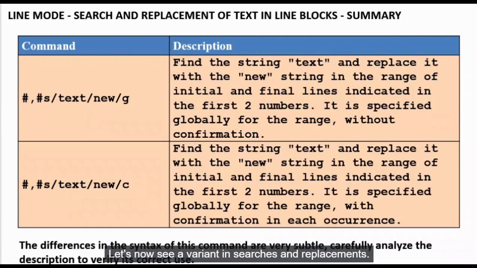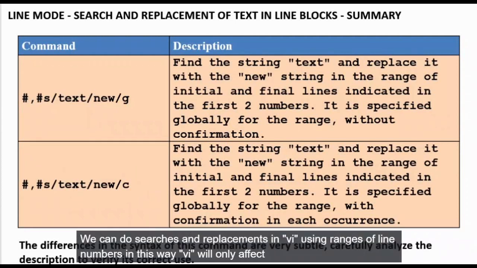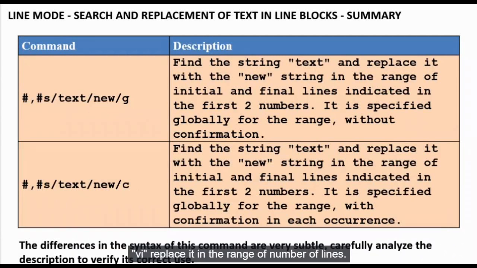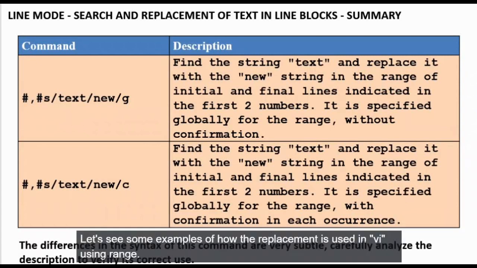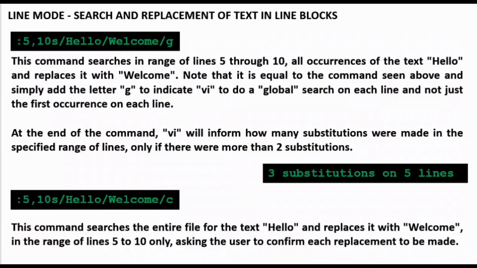Let's now see a variant in searches and replacements. We can do searches and replacements in Vim using a range of line numbers. In this way, Vim will only affect the number of lines that we have specified, for example, from line 20 to line 50. In this way, Vim replaces it in that range of lines. Let's see some examples of how replacement is used in Vim using a range.